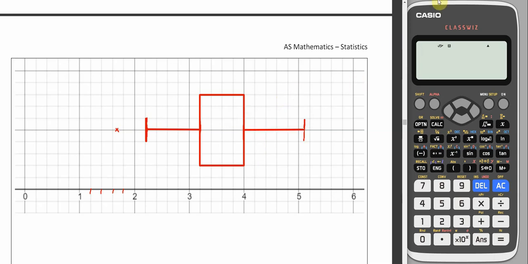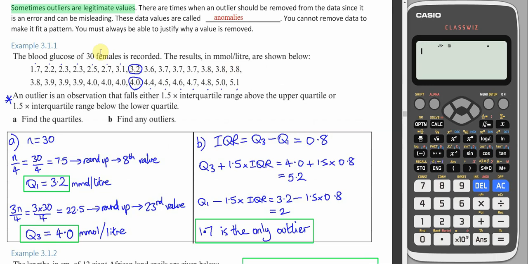Right, now I need to go back and find the median. So I've gone back to example 3.1.1. The median we're going to work out right now, so we can go on our box plot. There were 30 females, so if you work out n over 2, which is 15, and just like we did when we found the lower quartile and the upper quartile, if you get a whole number, then add a half, and that gives you the position of the thing you're looking for. So the median is the 15.5th value.